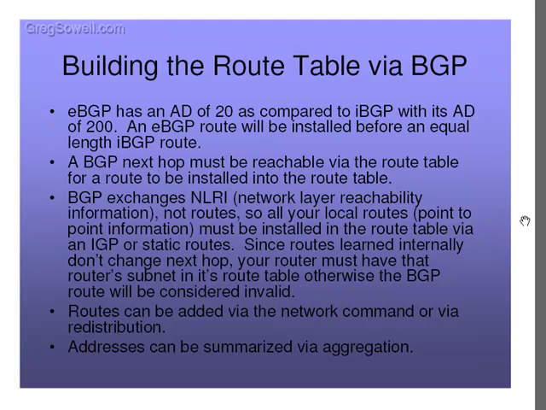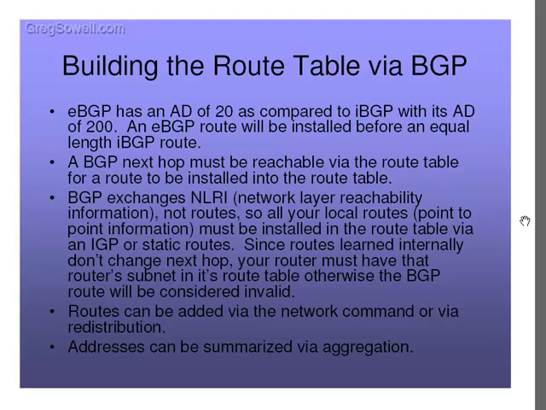Building the route table via BGP. We talked about the administrative distance already. BGP next hop. When you get NLRI, network layer reachability information, from your neighbors, whatever they have set as the next hop for that route actually has to be reachable via your local route table. That's why you have to run an IGP like OSPF, so that you know how to get to that.